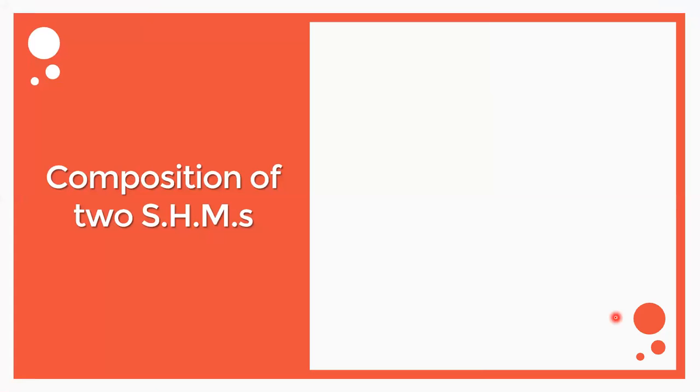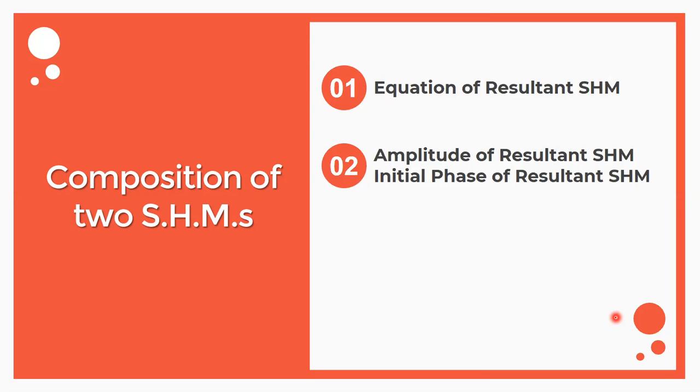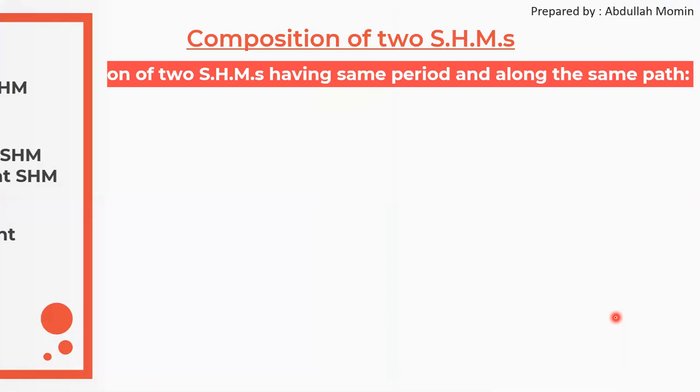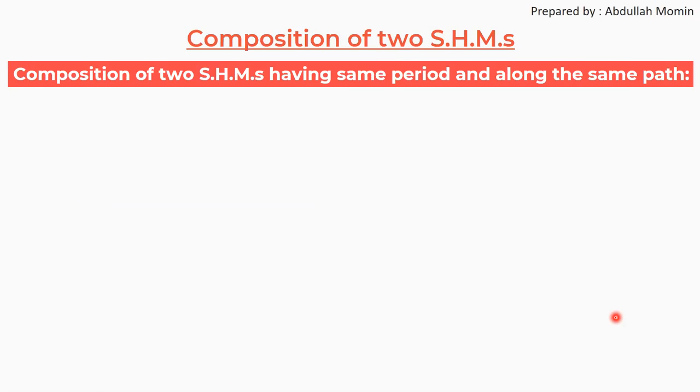So the very first thing which we are going to see is the equation of resultant SHM. We are going to derive the equation of resultant SHM, and then we will find out the equation of amplitude of resultant SHM and initial phase of resultant SHM, and then we are going to see the three special cases of phase difference. So first, composition of two SHM having same period and along the same path.